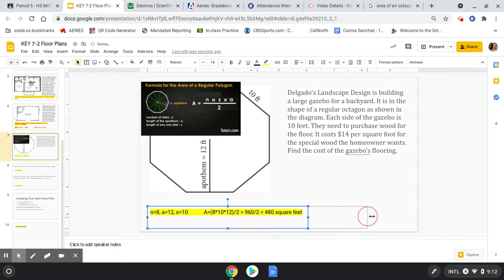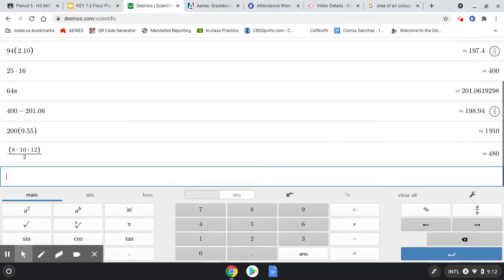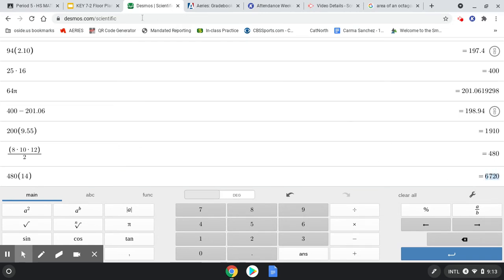Okay, so that's the area. Now we calculate the price. We're going to take the 480 square feet and multiply it by the price per square foot of $14. And that comes out to $6,720 for the flooring.